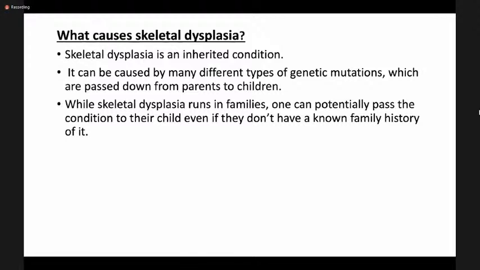Now, what are the causes of skeletal dysplasia? Skeletal dysplasia, the majority of them are actually inherited by many different types of genetic mutations, which are passed down from the parents to the children. Now, these genetic mutations don't necessarily need to affect the parents or even the grandparents. So the parents will actually be normal, but then you find the child is abnormal, or the parent may be affected and then they also pass it over.